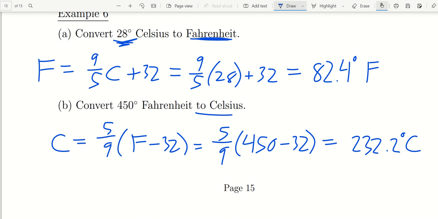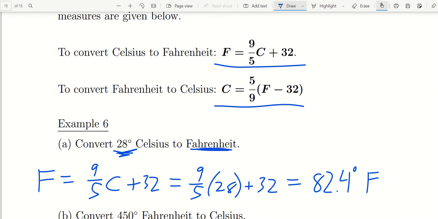So it's a slightly different approach for conversion with temperature. We actually have a formula-based approach to do those conversions, and both of these will be provided for the next exam.